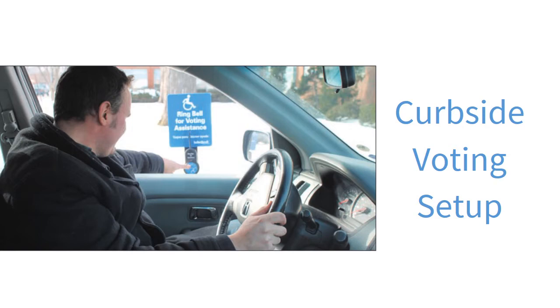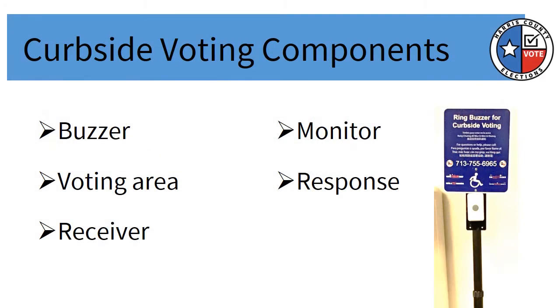Now that you can process a curbside voter, let's step back to how you set up the curbside voting area. Curbside voting involves several components, including the buzzer, voting area, and accessibility of those items. We'll go into more details on these issues, but first let's lay out the pieces. Curbside voting includes the notification element, aka the buzzer, the voting area, the receiver, monitoring the receiver and the buzzer, and responding to curbside voters.